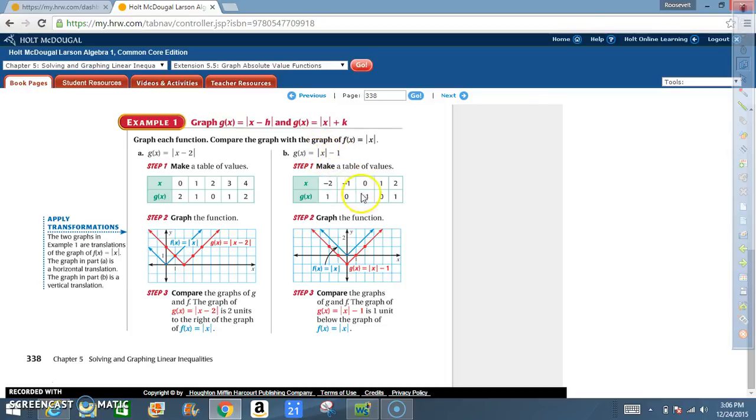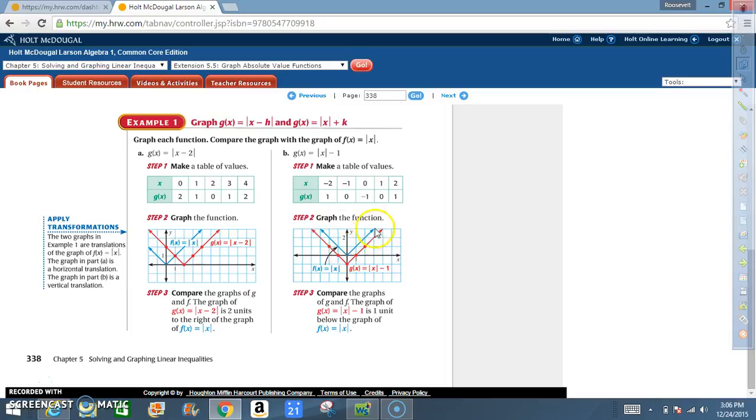0 minus 1, -1. Absolute value of 1 is 1. 1 minus 1 gives us 0. And then the absolute value of 2 is 2. And then 2 minus 1 is 1. After making our table, we graph. Now, when we graph here, notice what happens.